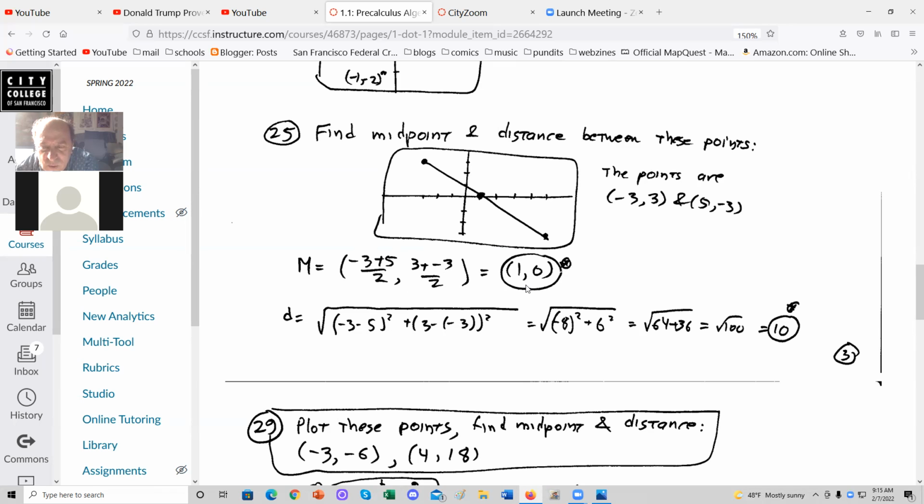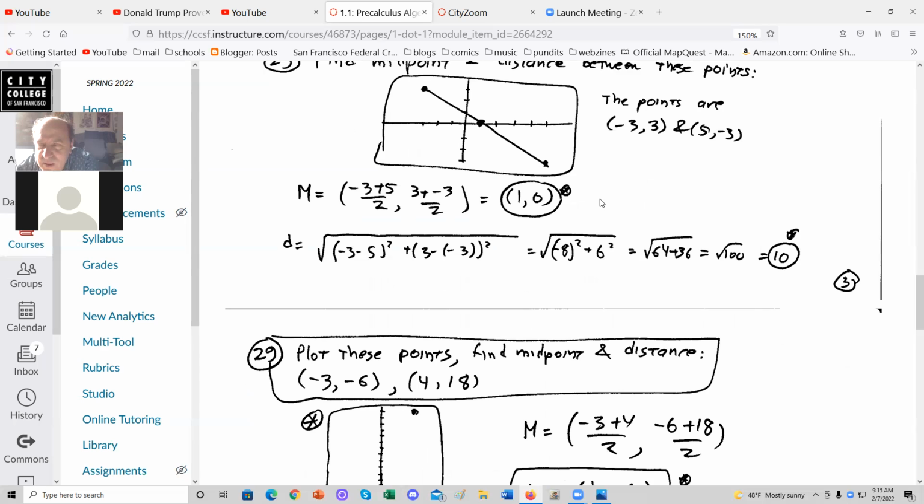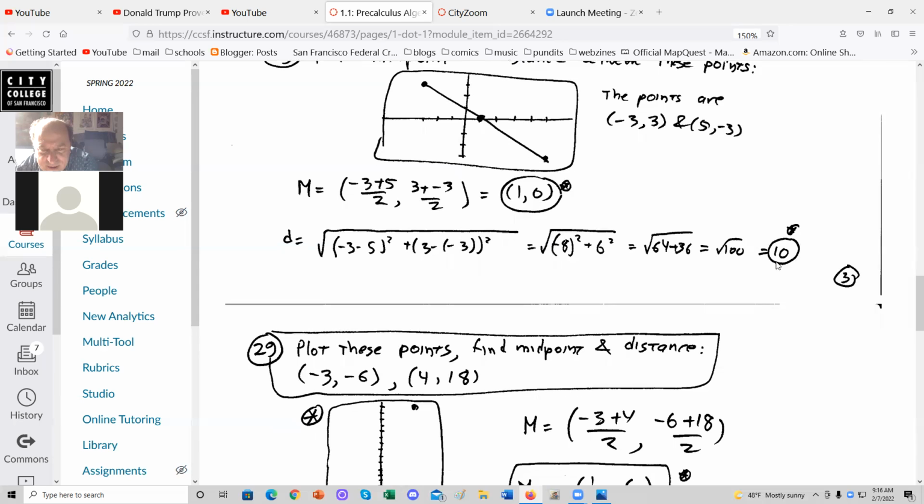After a little bit of work, it's 1 by 0, there's the midpoint. The distance between them, well, we'll use the distance formula: square root of a sum of squares of differences in coordinates. The coordinates are negative 3 and 5, so negative 3 minus 5, square that, plus 3 minus negative 3, square that. Okay, this is negative 8, square that. This is 6, square that. 64 plus 36, square root of 100, distance is 10.